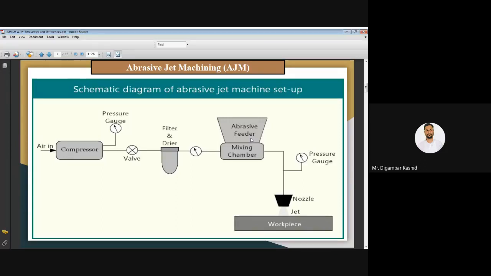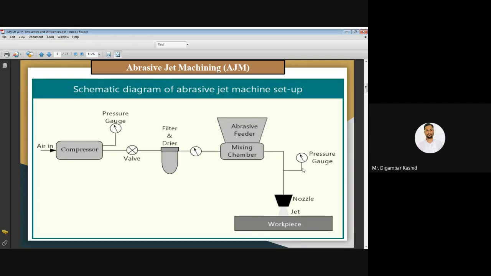Now which are the abrasive particles? As we know, Al2O3. You can take that abrasive particle inside the mixing chamber. Also, you have taken the air, so by the pressure of the air you can feed the abrasive through this mixing chamber. You can mix that abrasive particle with your air, and with the pressure energy of that carrier gas, that means air, you can process further.